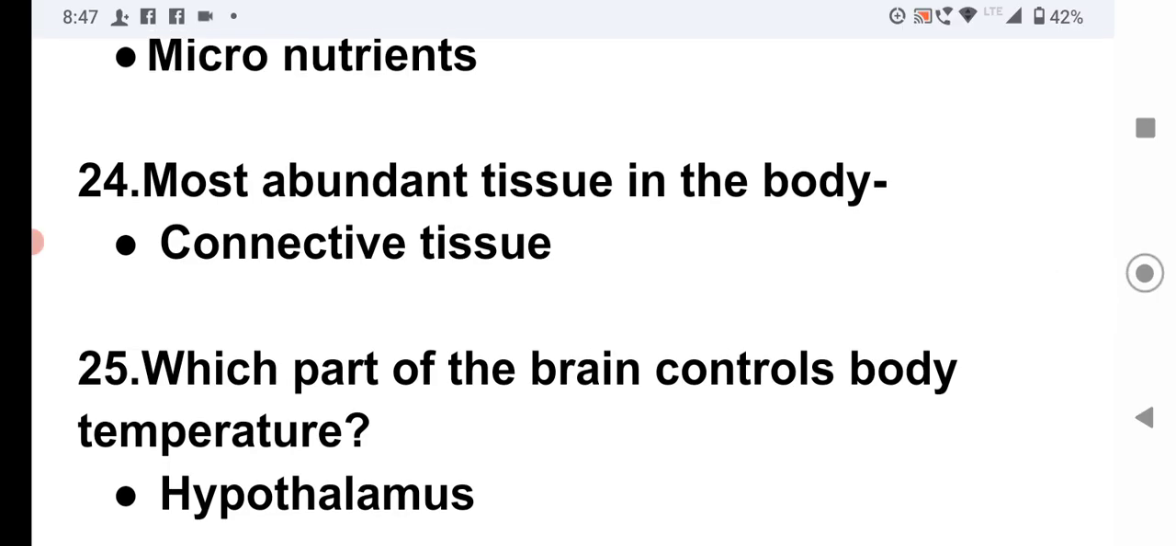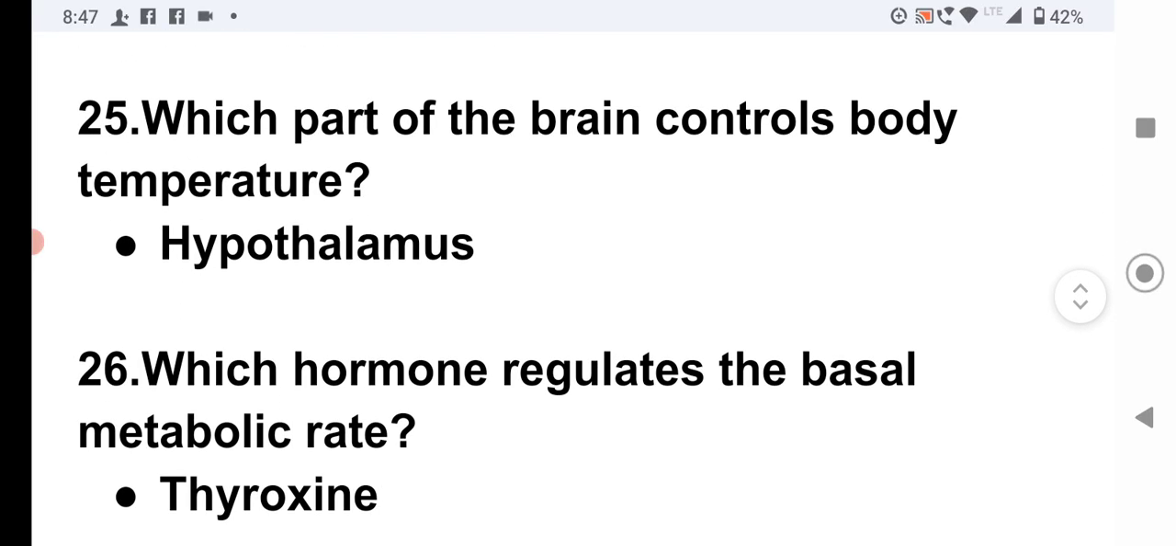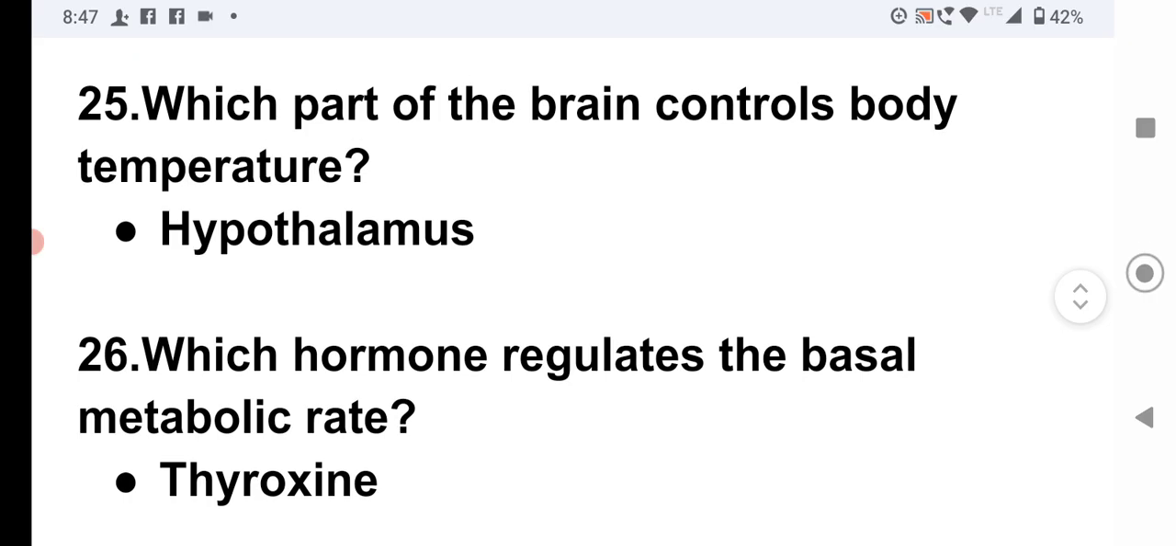Question number 25: which part of the brain controls body temperature? This is the hypothalamus, which is the part of the brain that controls body temperature. Question number 26: which hormone regulates the basal metabolic rate or BMR? Thyroxine is the hormone secreted by the thyroid gland, which regulates the basal metabolic rate or BMR.